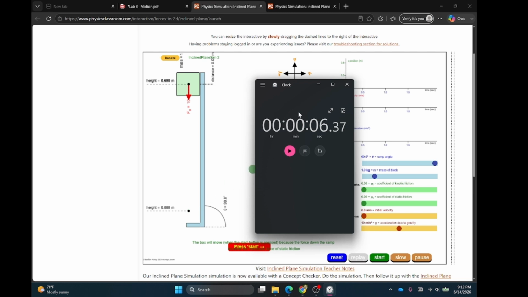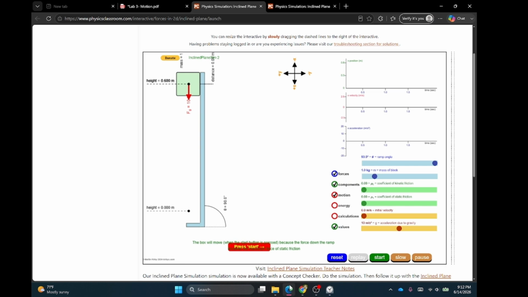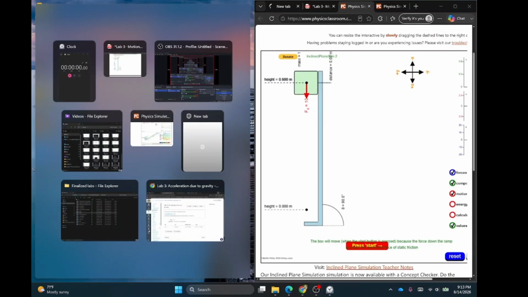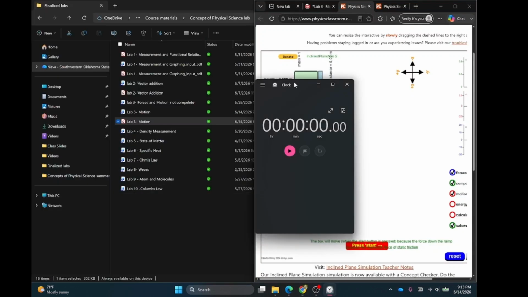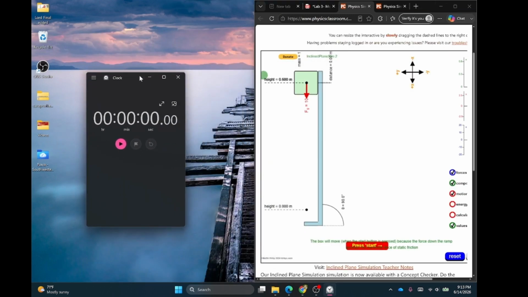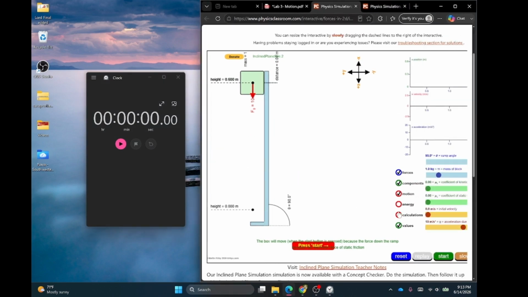I will recommend you to use a mobile phone instead of the computer clock, because when you click in one section, it will just go in the background. Or if you have a big screen, you can use multiple screens and just use like this. Now for the second section, use like this.